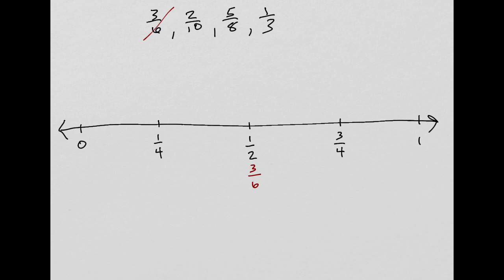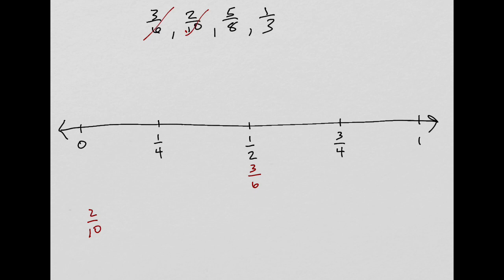We're done. 2/10, where would that fall? Would that be bigger than 1/2 or less than 1/2? Well, looking at the denominator, which is the method that I use in sorting these, 1/2 of 10 is 5, and 2 is less than 5. So I know 2/10 is going to be over on this side somewhere.